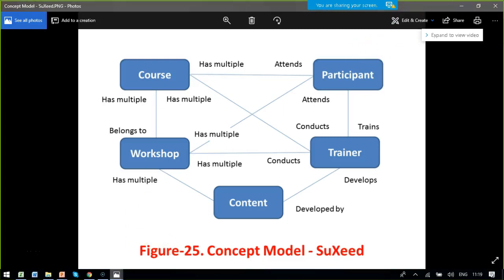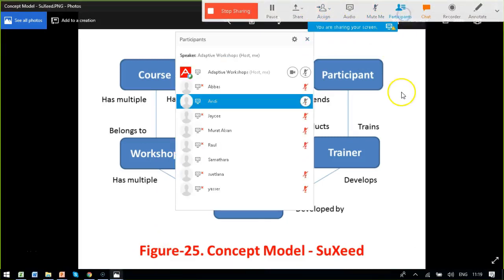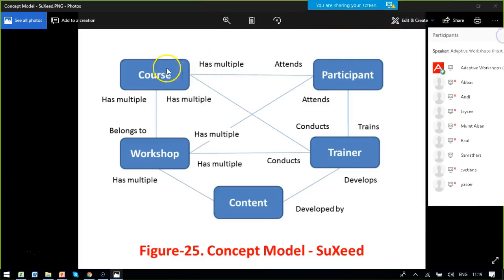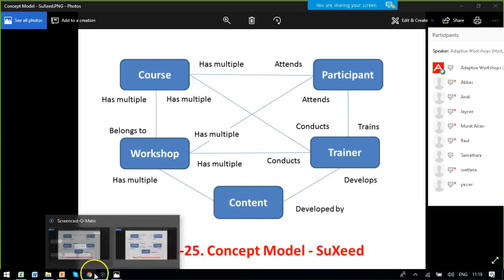Say for example, if I just take our Succeed platform itself, we have courses, participants, trainers, workshops, and content. And you can see the relationship between them. A workshop has multiple participants, and a participant attends multiple workshops. A trainer trains participants. A trainer develops content. You can create your own model, as you can see. So this is what a concept model looks like.